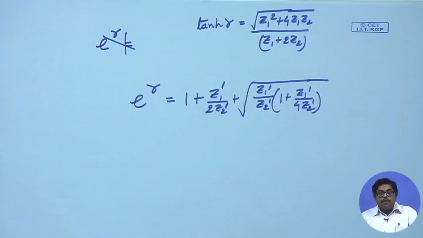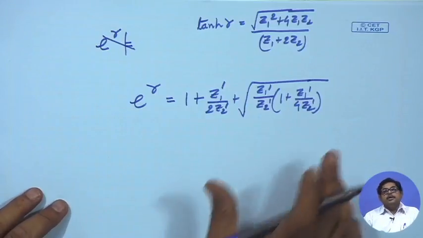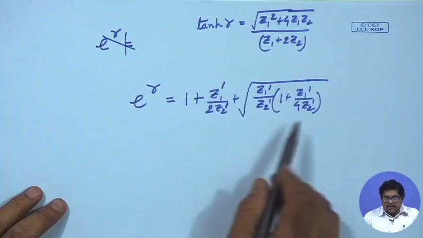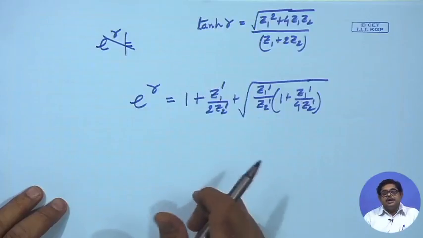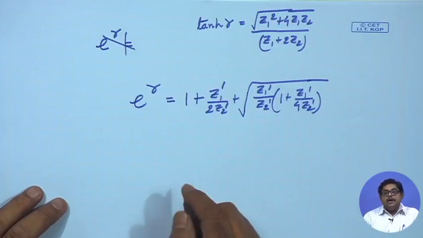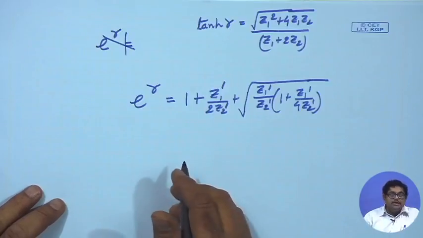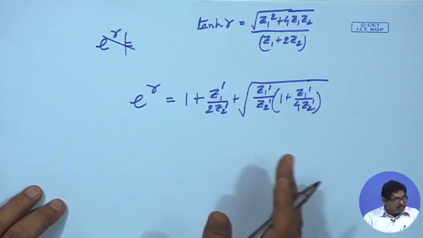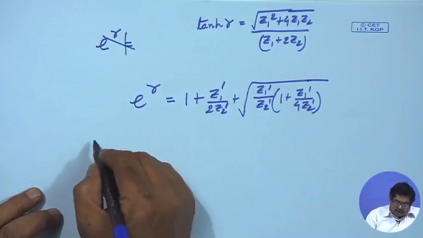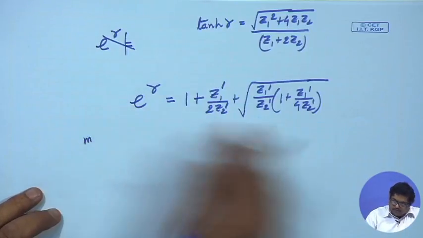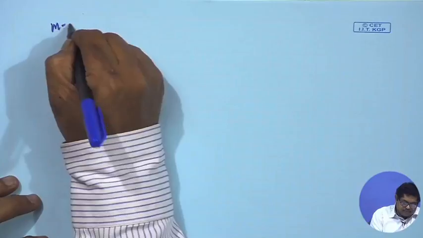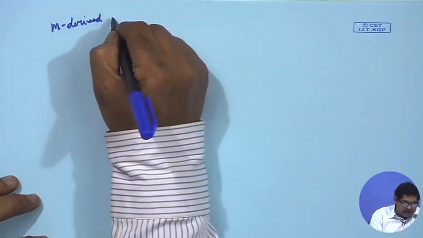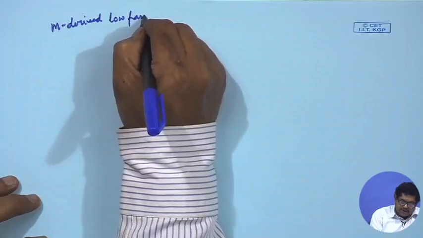Now, from this, since we know the values of Z1 dash and Z2 dash, we can find out for a particular type, low pass or high pass, what happens to gamma. Once we have this expression for gamma, we can enforce the stop band and pass band specifications, and from that we can find out the stop band, pass band, etc. So, let us do that for the m-derived low pass filter.